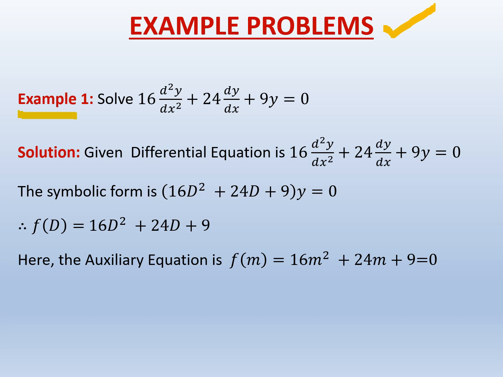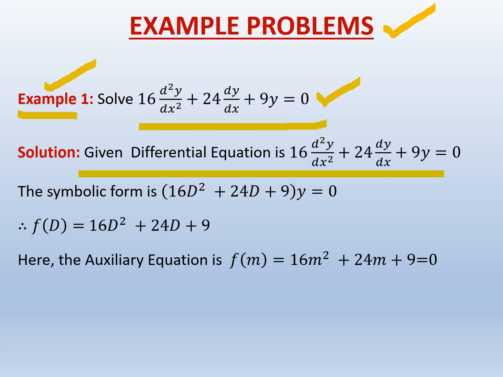First example, solve 16 d^2y/dx^2 + 24 dy/dx + 9y = 0. Now find the general solution of the given differential equation in example 1. To do this, first write the given differential equation. Next write the symbolic form of the given differential equation, which is (16D^2 + 24D + 9)y = 0.